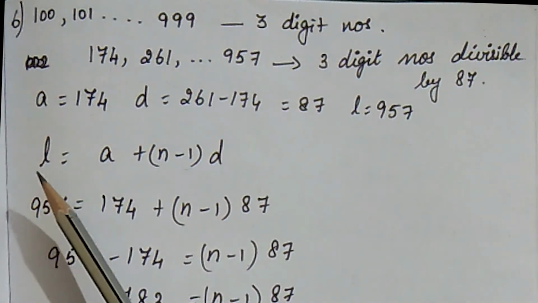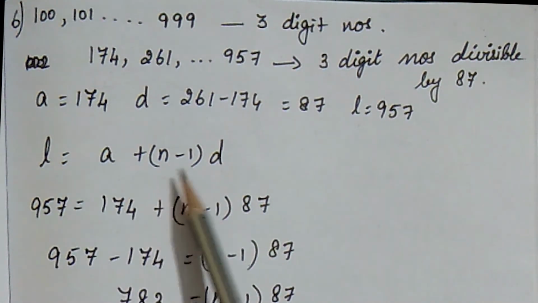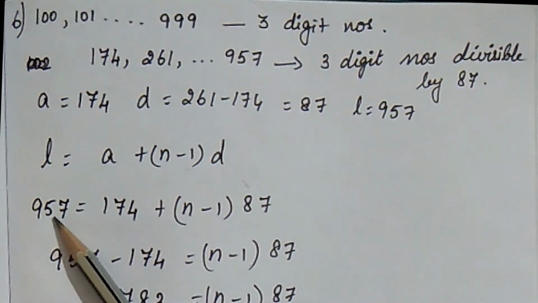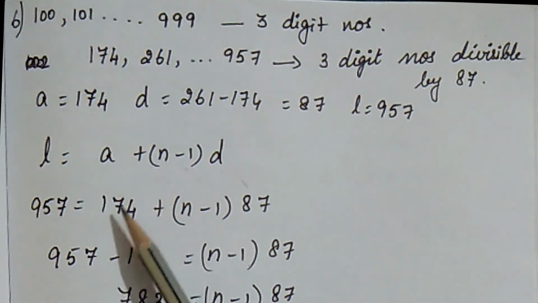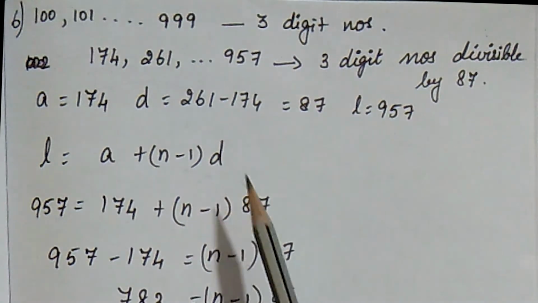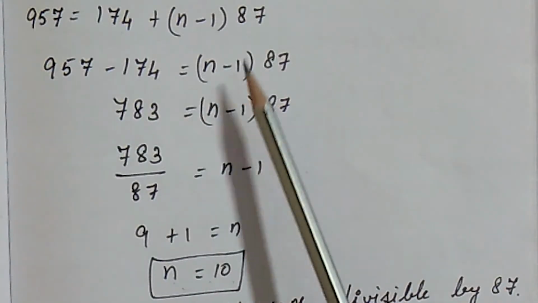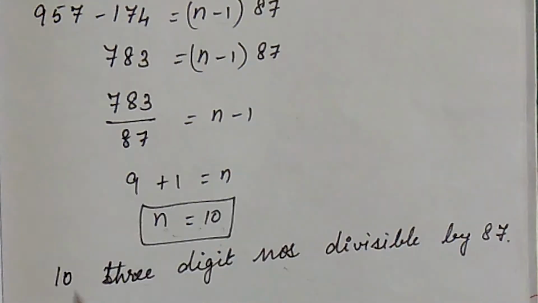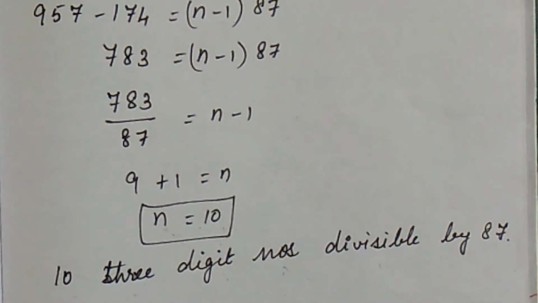Now you know the formula. l is equal to a plus n minus 1 into d. So in the place of l you will write 957 and in the place of a 174 and in the place of d 87. And calculate, you will get n is equal to 10. Now write the answer. 10 3-digit numbers are divisible by 87. Clear?